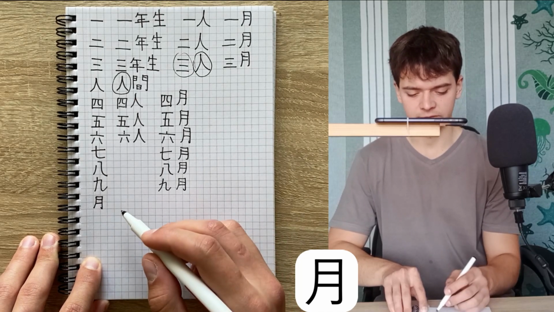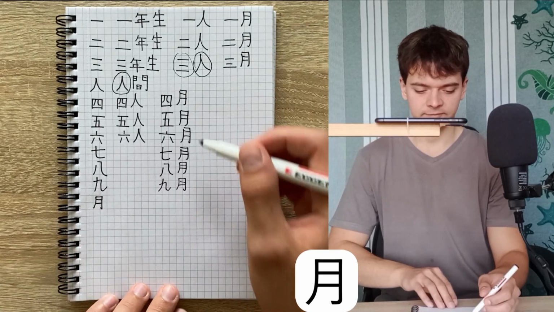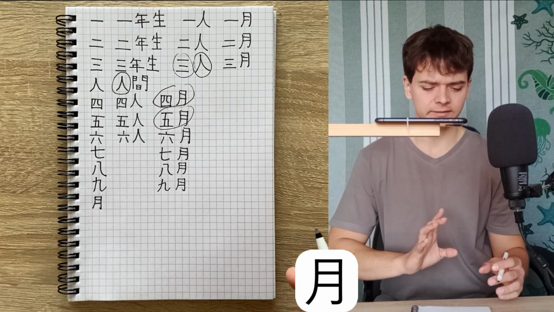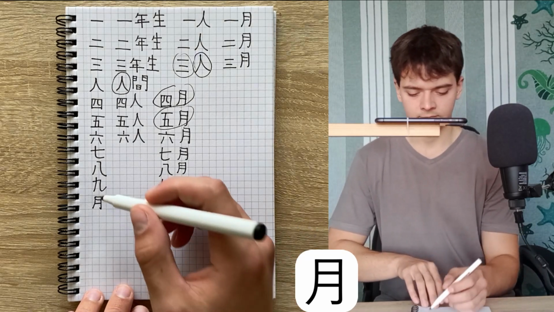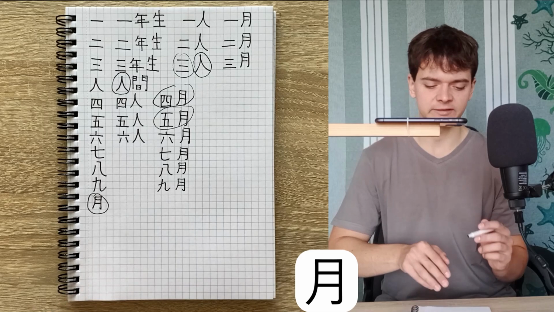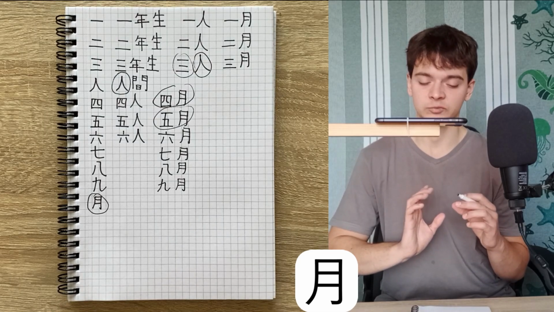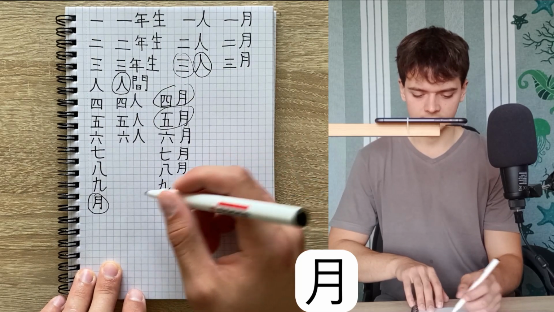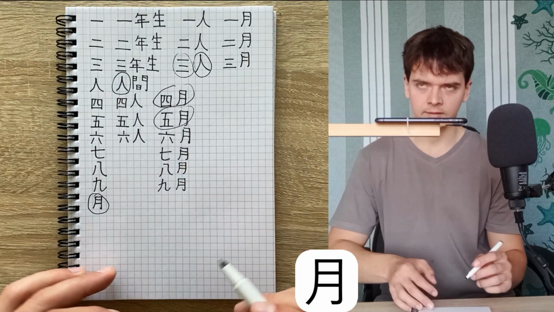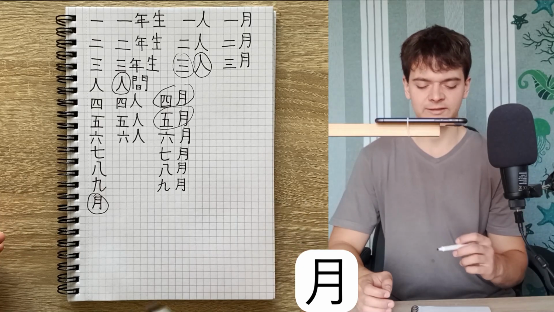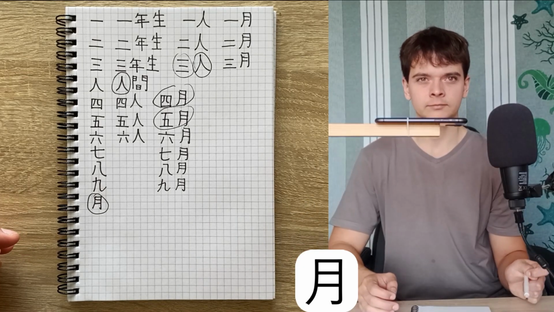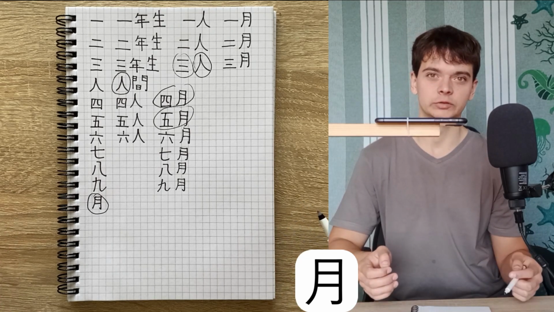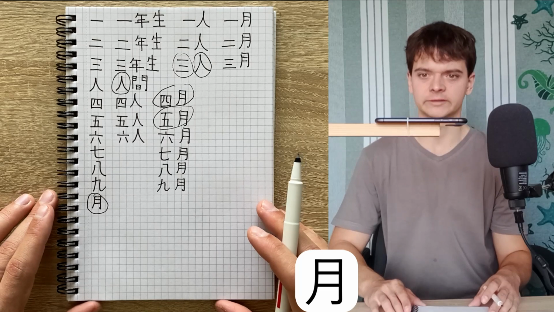Tsuki is the moon. In this case, its meaning is month, so 4th month. But here, when it stands alone, its meaning is the moon. For example, in the phrase Tsuki ga kirei, there is an anime that's called that as well, and it means the moon is beautiful. Japanese express their love that way.